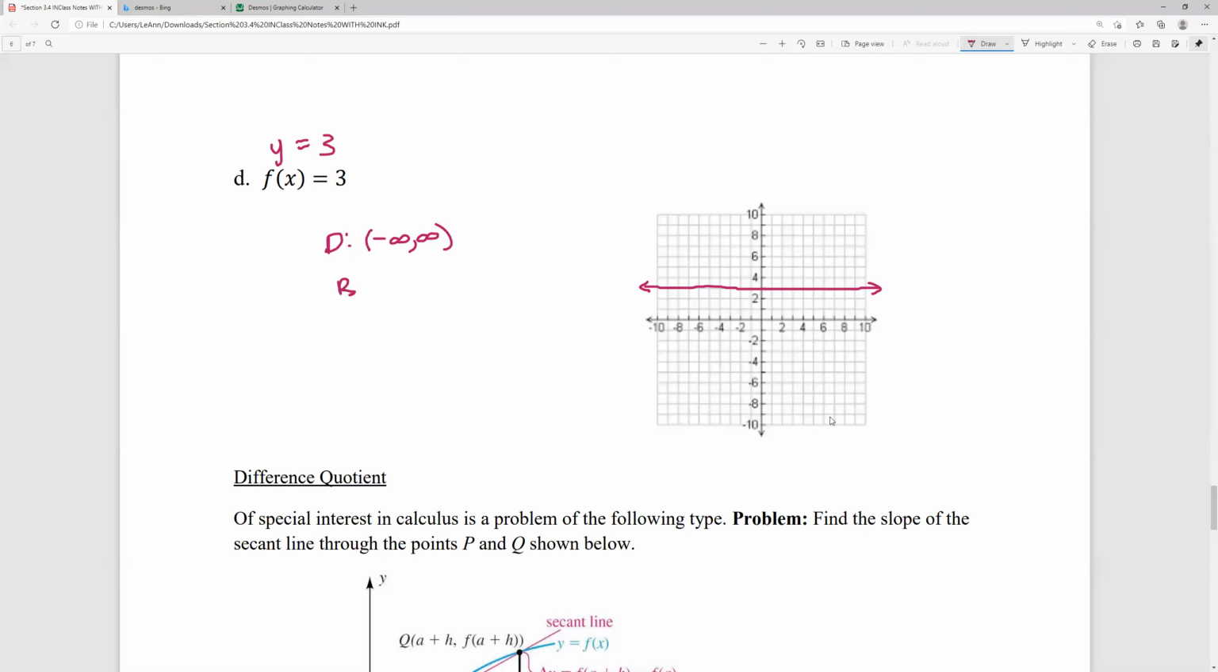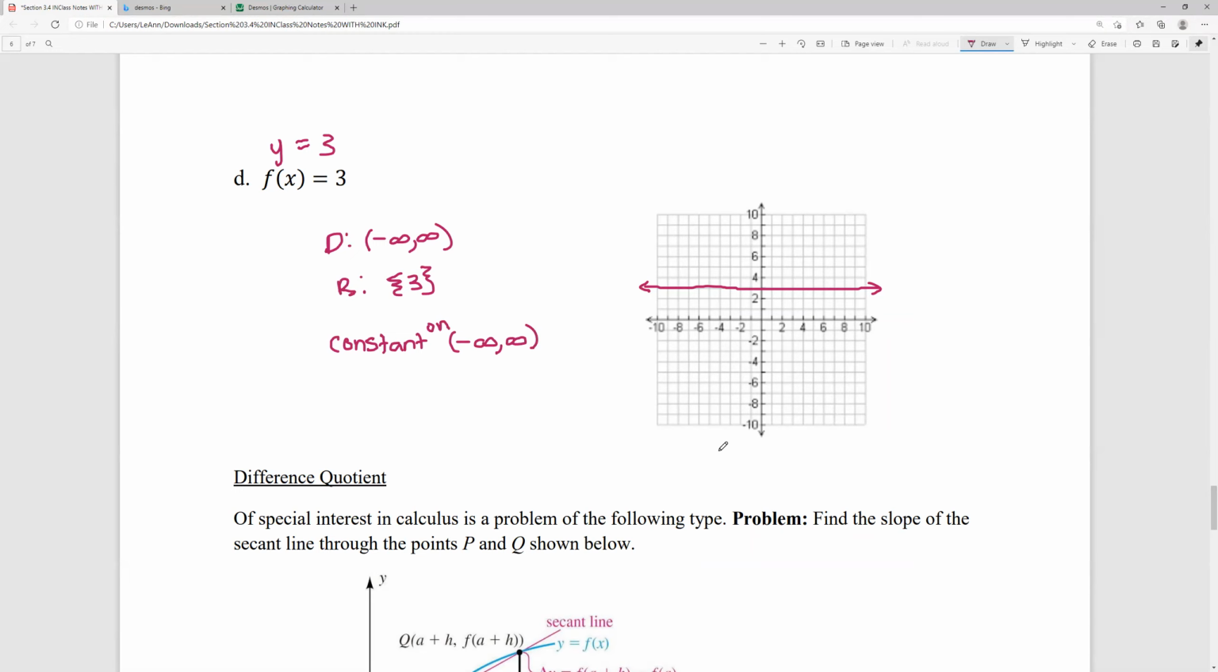The range, though, is different. The range is a single value. We only use y equals 3. So that means it's a single number, not an interval notation. And then this one is constant forever, so it's constant on its entire domain.